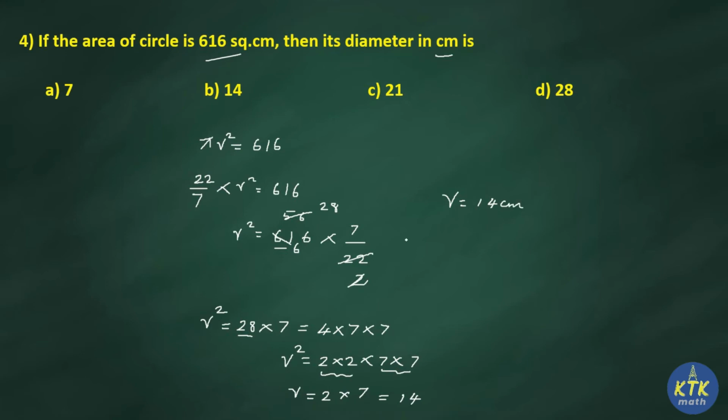So how to find the diameter from this? We know the diameter is 2 times r. So 2 times 14. 2 times 14 is what? 28 is your answer for the fourth question. So from the formula, pi r square, we need to find the radius first, and from the radius we can easily find the diameter. So do the substitutions properly and then the cancellations should be done carefully.